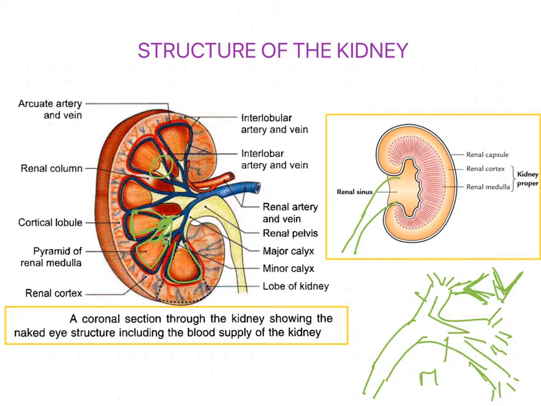Now we will see the renal cortex. The renal cortex is divisible into two parts. One is the cortical arches, or cortical lobules. These cortical lobules form caps over each pyramid, over the bases of each pyramid.